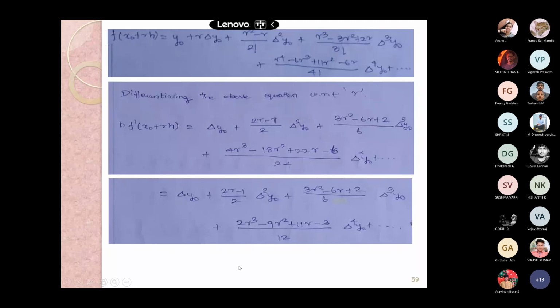Yes, this is the reduction: delta y naught plus 2r minus 1 divided by 2 into the second difference, plus 3r square minus 6r plus 2 divided by 6 into the third difference, plus 2r cube plus 9r square plus 11r minus 3 divided by 2.